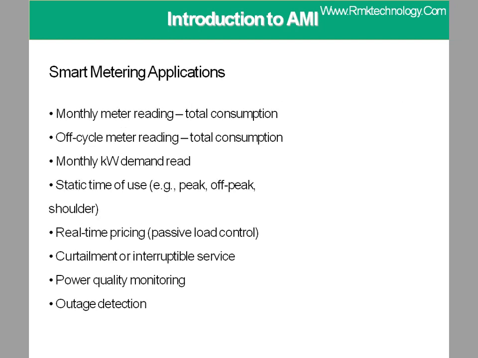What we can do with smart metering applications. Below are a few applications derived from the large chunk of data available from the AMI system. Monthly meter reading, total consumption, off-cycle meter reading, total consumption, monthly kW demand read, static time of use, for example, peak, off-peak, shoulder, real-time pricing, passive load control, curtailment or interruptible service, power quality monitoring, outage detection.